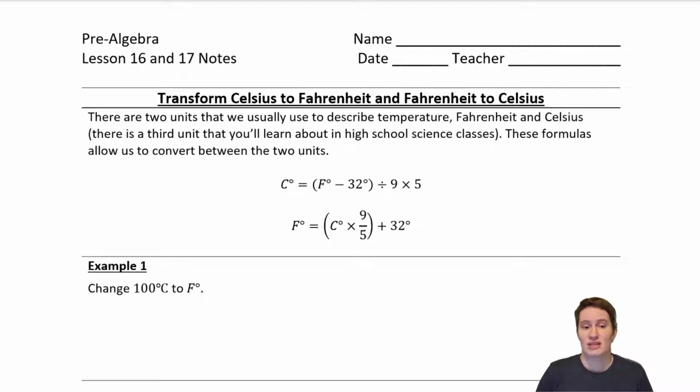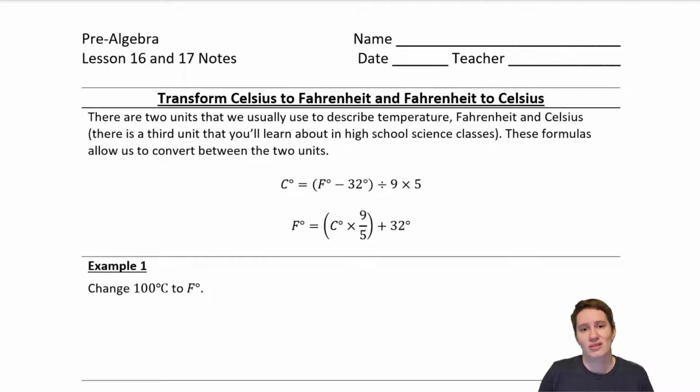Lessons 16 and 17 have to do with transforming between Celsius and Fahrenheit, which are two units that we use to describe temperature. There's a third unit that we typically don't see until high school science classes, but these two you're probably familiar with. In the United States, where I am located currently, we typically represent temperatures in Fahrenheit because we like to be different, because pretty much everywhere else uses Celsius. So there are reasons to be able to switch between the two, so that we all can understand temperature no matter who we're talking to.